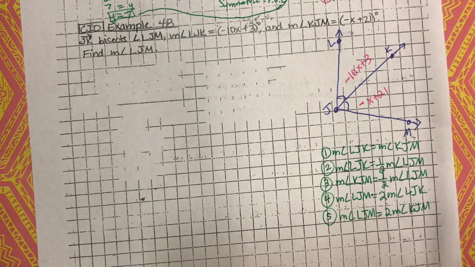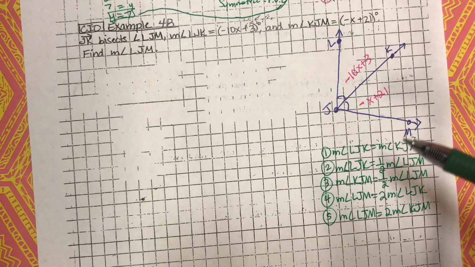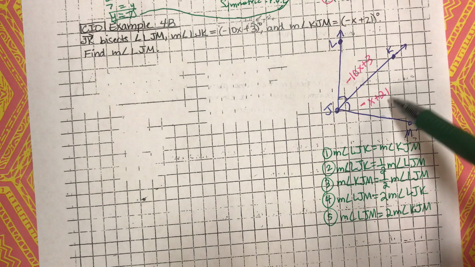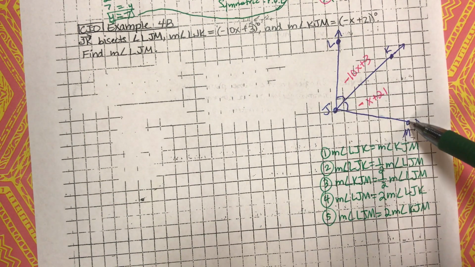KJM. Perfect. Okay. So for this first one, what do we need? They give us this information, right? And then we need to figure out what the big one is.